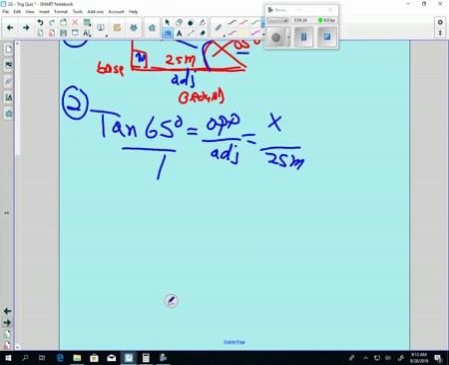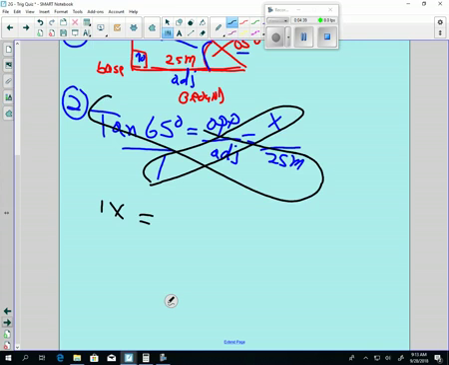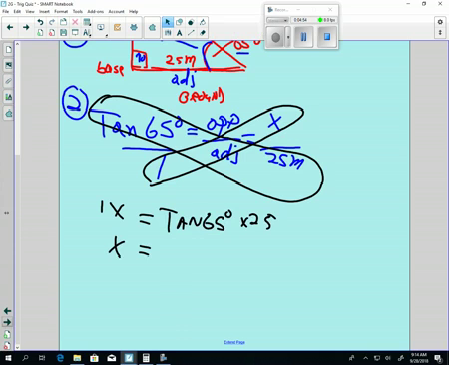Now we have to solve it. In order to solve it, we have to cross multiply. I'm trying to find out the value of x. I only have one x. And it's equal to the other side, cross multiplying: tan 65 times 25. And then we just throw that into our calculator.